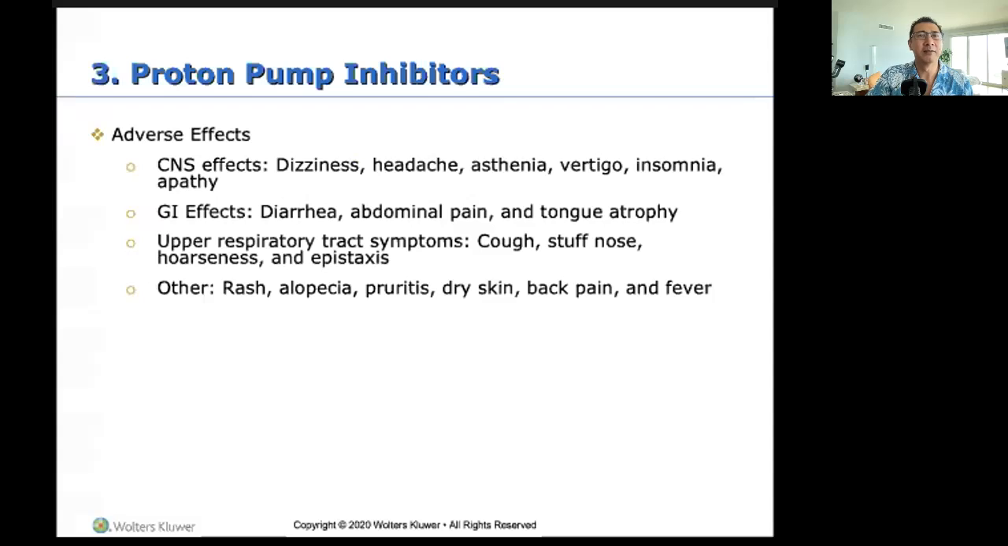Adverse effects. Let's look at these adverse effects. CNS, we don't see that as much. Dizziness, headache. I don't even know what asthenia is. Probably a typo I typed. Vertigo, insomnia. We don't see these things as much. The GI: diarrhea, abdominal pain, that maybe, but tongue atrophy, not as much, but I guess it's listed on there for a reason. Upper GI tract symptoms, also not much here. Epistaxis, no, there's no bleeding or anything with this.